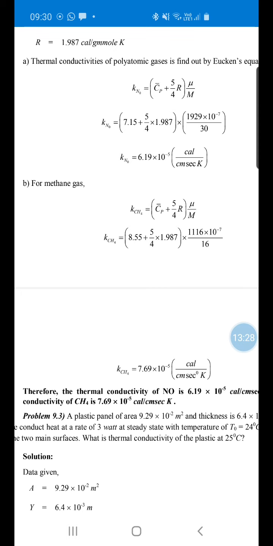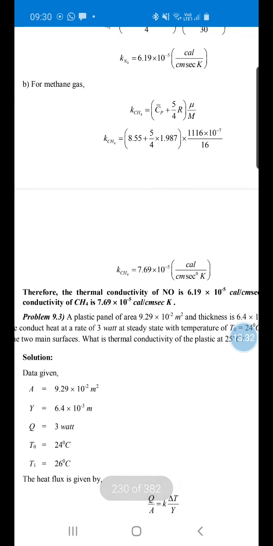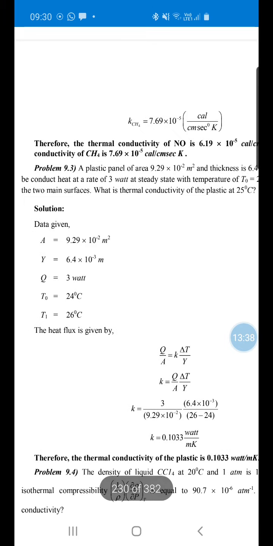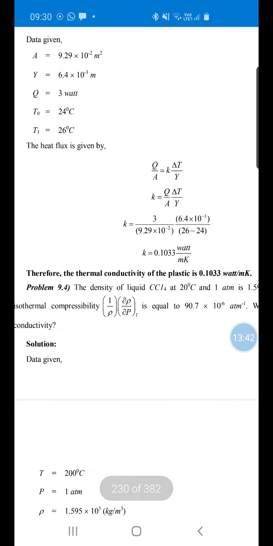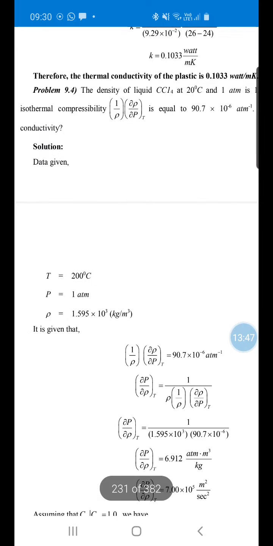You can again find out the value of K for methane in calorie per centimeter second Kelvin. Thus, you can use Eucken's equation to find out the thermal conductivity. We'll discuss one problem related to the thermal conductivity of liquids.